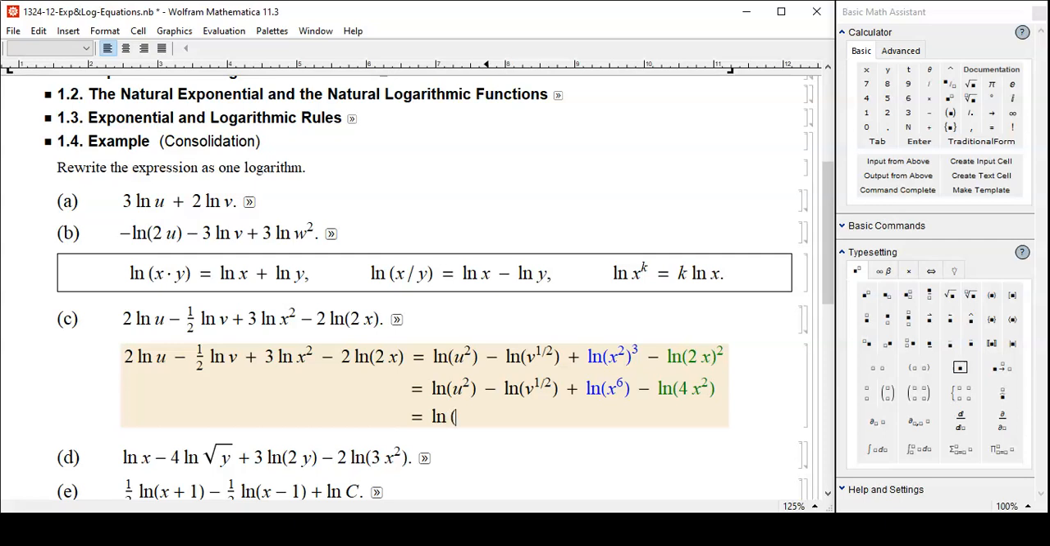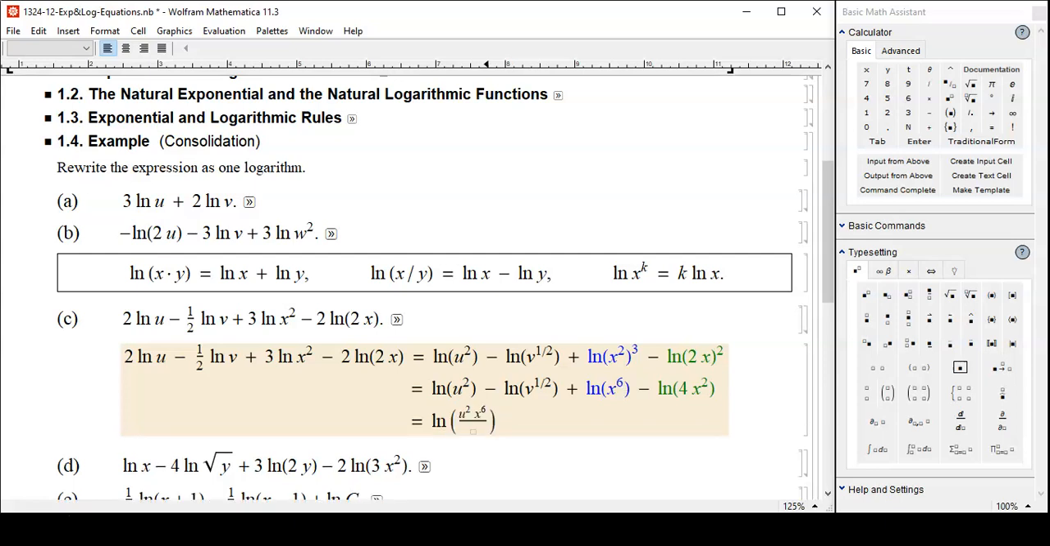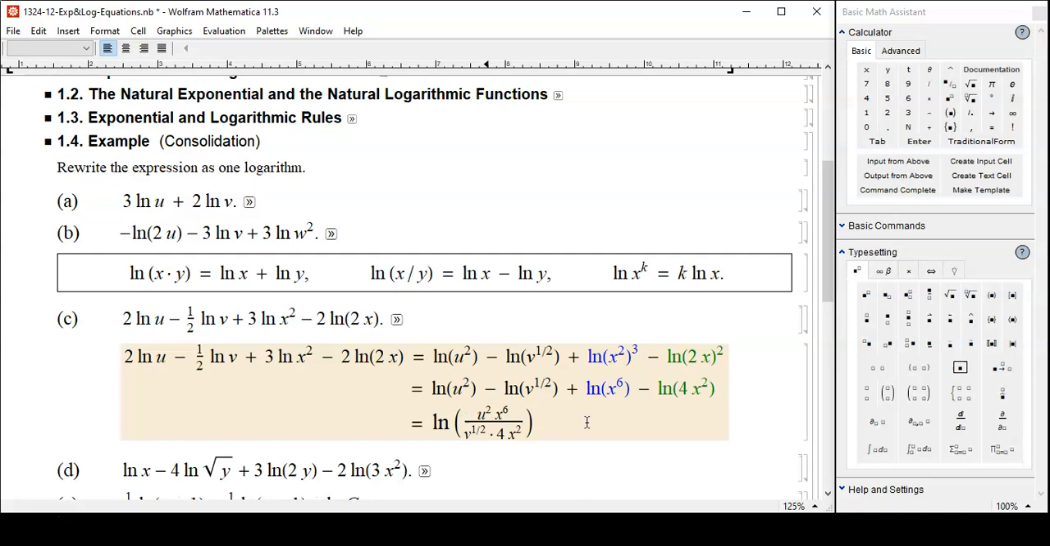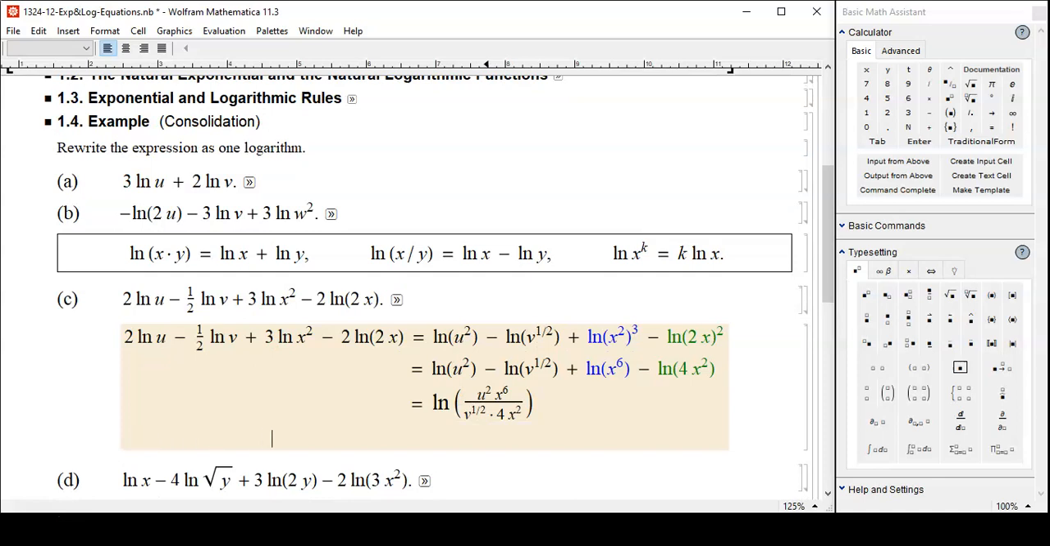So log of u squared times x to the 6th power, so this one and that one, and then v to the 1/2 power, and then 4x to the 2nd power. Let me increase the font even further. A little bit more simplification is in order, it looks like.